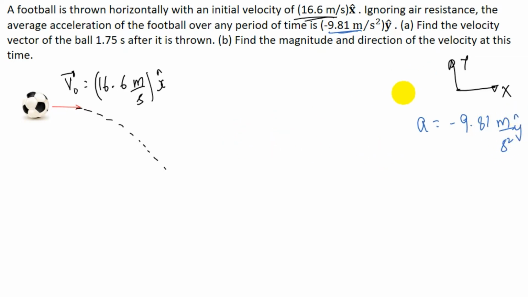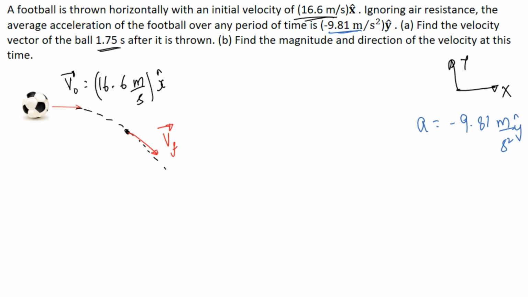Now there are two parts in this question that we need to solve. In the A part, we need to find the velocity of the ball 1.75 seconds after it was thrown. Suppose that after 1.75 seconds the ball reaches here, and the direction of the velocity vector will be tangential to the path, something like that. So this will be the velocity vector vf.